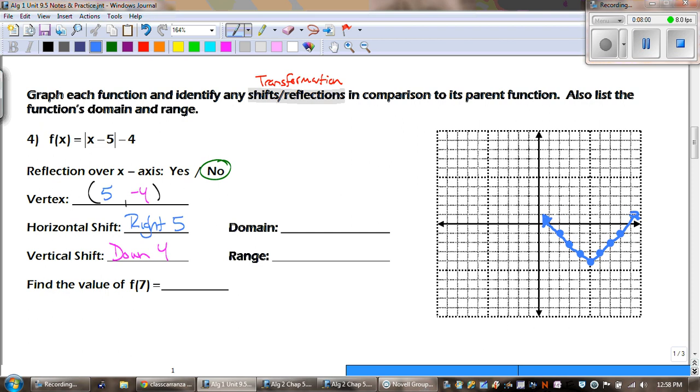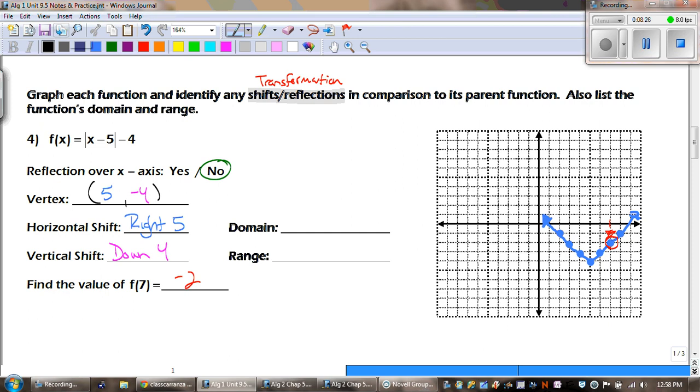And there, that gives us a good idea of what our graph's going to look like. So find the value of f of 7. So I'm going to go to 7 right here, and I'm going to go down. And when I go to 7, my point is at -2.